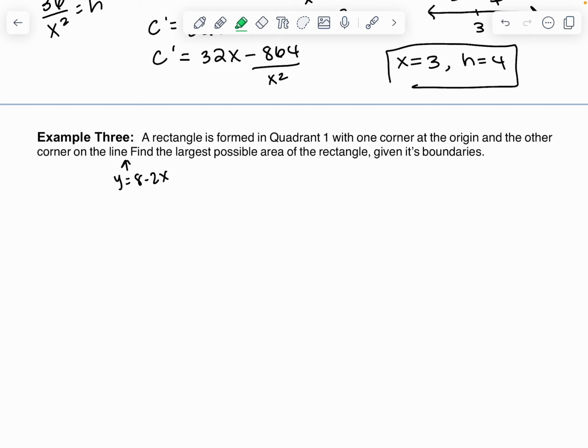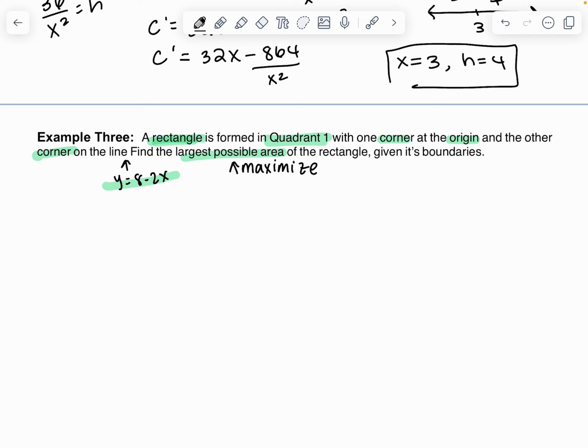So we have a rectangle. I'm going to highlight that. It's formed in quadrant 1. We'll talk about that in a second. Corner's at the origin and the other corner is on this line. We're trying to find the largest possible area. So that means that this is the thing we're maximizing. We're trying to maximize the area.